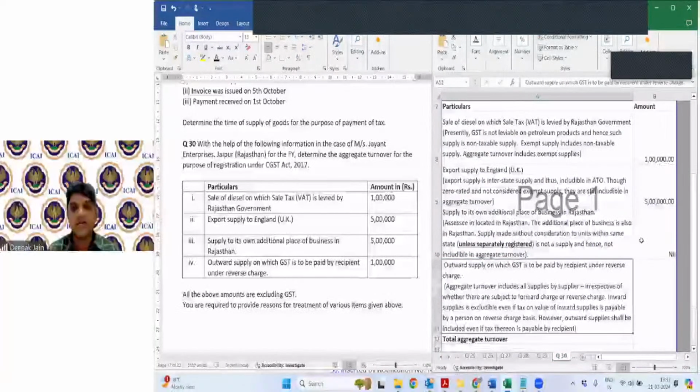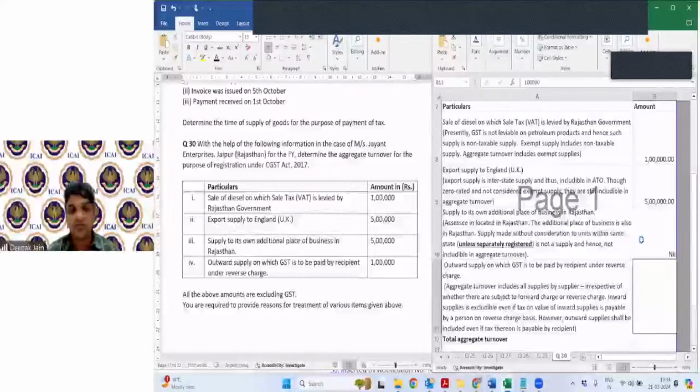Supply is included? Yes, supply. Outward supply on which GST is to be paid by recipient under reverse charge. So is this my turnover? Aggregate turnover includes all supplies by the supplier, irrespective of whether they are subject to forward charge or reverse charge. Inward supply is excluded, but this is my outward supply. So this also I have to include.